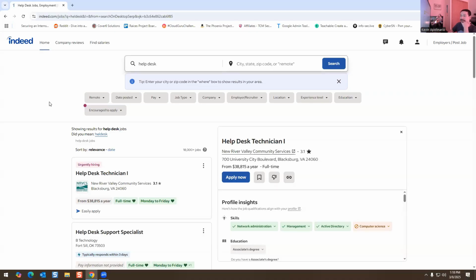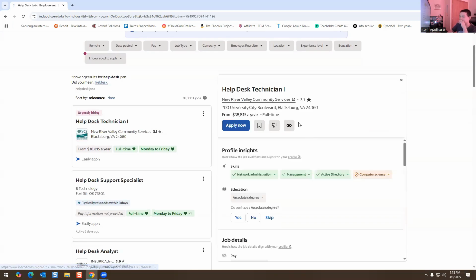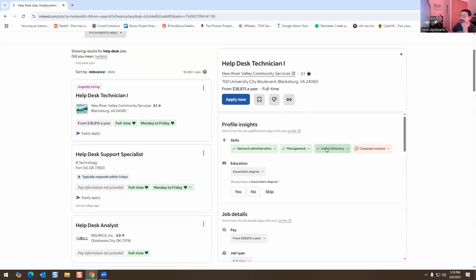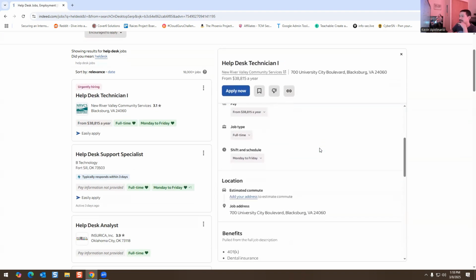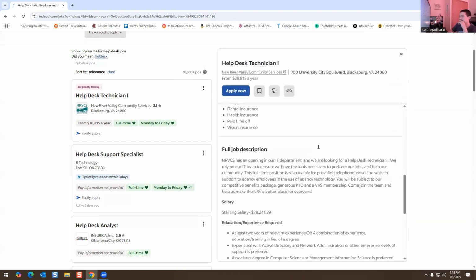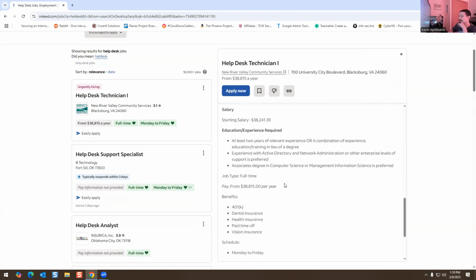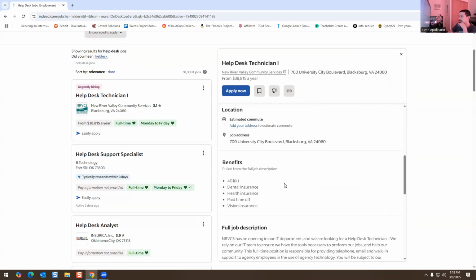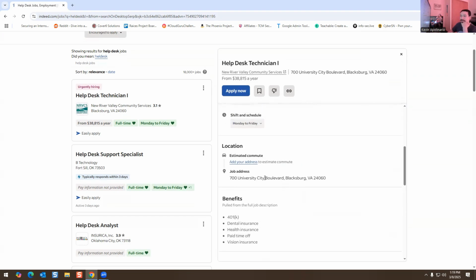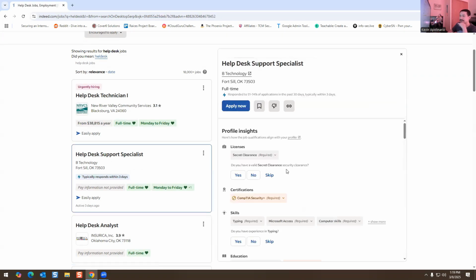So this job is right now paying $38,000, originally hiring. Let's look at this one. It's asking for Active Directory experience. You can learn that on your own. It asks for 2 years of experience or combined experience, training, Active Directory, network admin, an associate's in computer science or management. There's not really a lot of information, but I think someone that's brand new should definitely apply for this job.